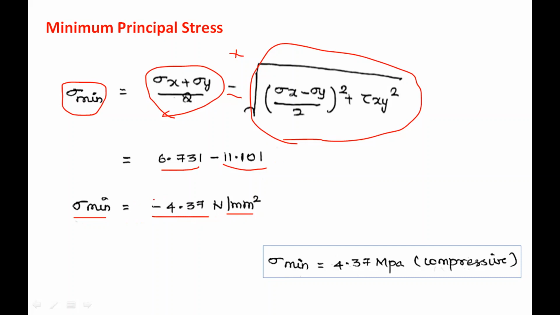So this minus sign indicates it is compressive in nature. When you write the values of these stresses, we mention whether it is tensile or compressive. So sigma minimum is 4.37 megapascal compressive.